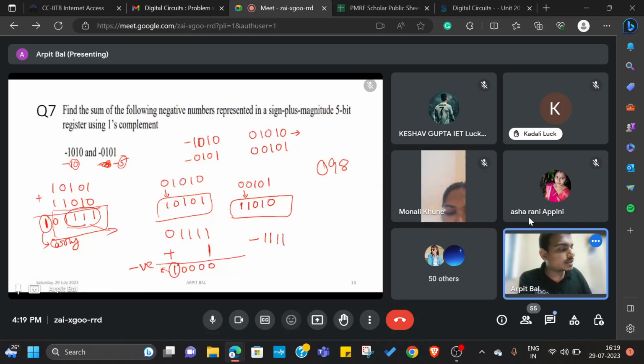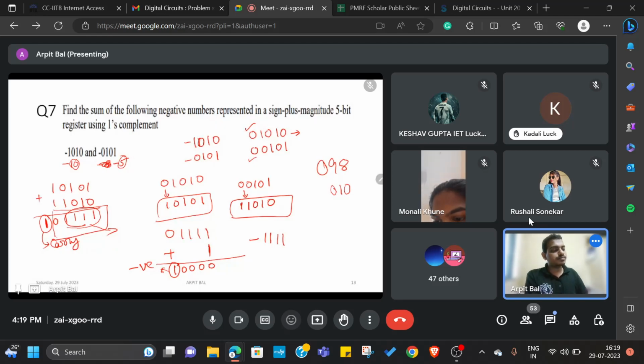Similarly, if I have the number 10 in binary, it represents 2 in decimal, and if I append a 0 to the left of it, the value doesn't change. So 1010 is a 4-bit representation. To convert it into a 5-bit representation, I append a 0 before it. The same thing I do for the 0101 as well. I just append a 0, so I have 0010.